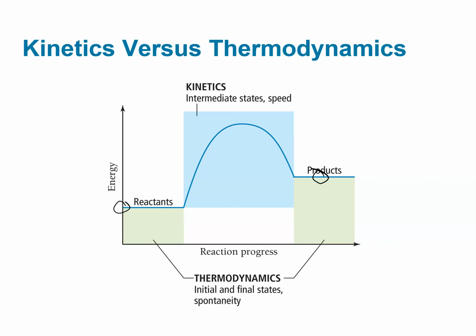That difference here between products and reactants, whether it's positive or negative, is going to determine the thermodynamics of your reaction. What happens between reactants and your transition state is going to determine the kinetics of your reaction. So rate is going to be determined by your kinetics, and the favorability will be determined by your thermodynamics.